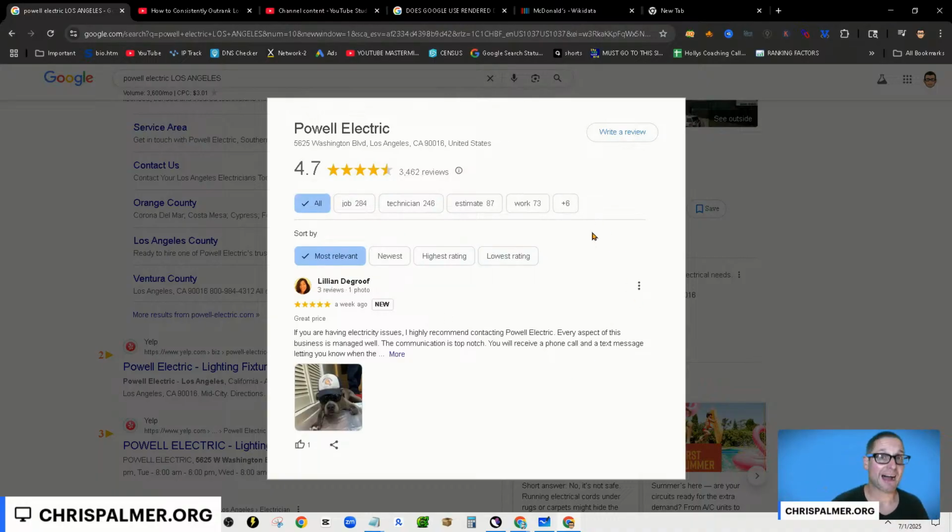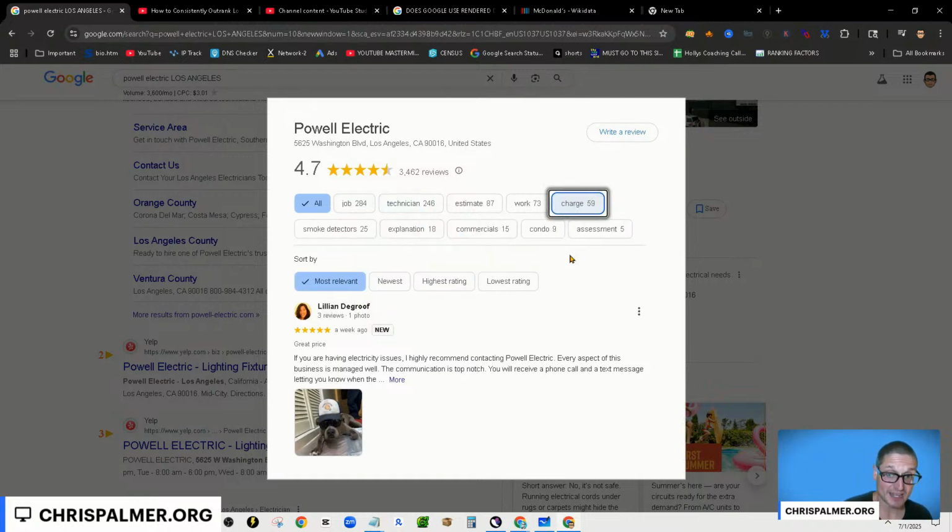See, what does Google value the most? Well, Google values when certain words are repeated by customers. So when we take a look at this, we can look at most relevant. We can come inside of here and we can see that the words job, technician, estimate, work, charge, smoke detector, explanation, these are the terms that are often coming up from customers. If you go and take a look at the winners, I guarantee you there's 3 or 4 terms that are always repeated across the board in Los Angeles, in Chicago, in Tampa, doesn't matter. I guarantee you there's at least 3 words that always show up in every single business. Don't believe me? Go look.